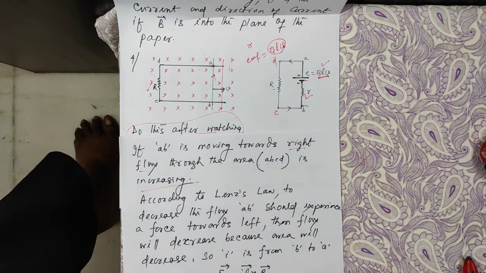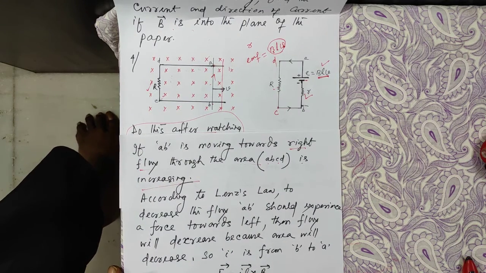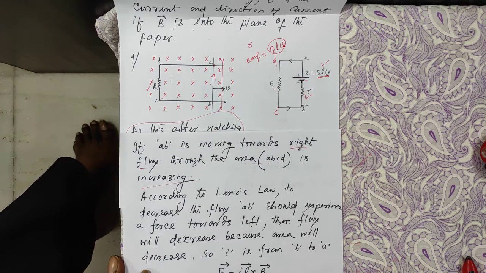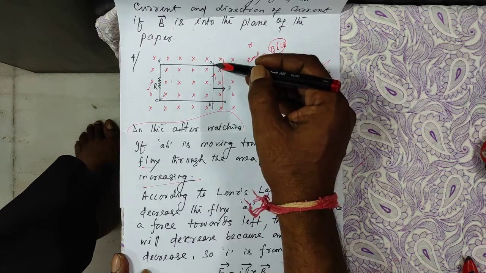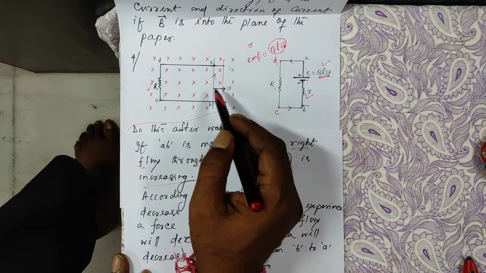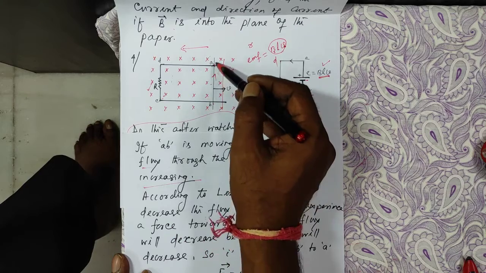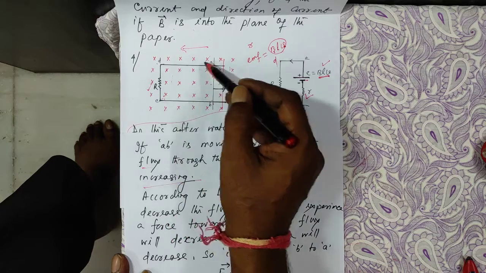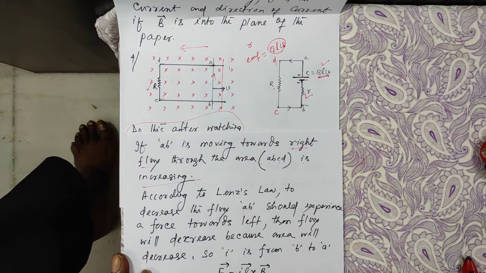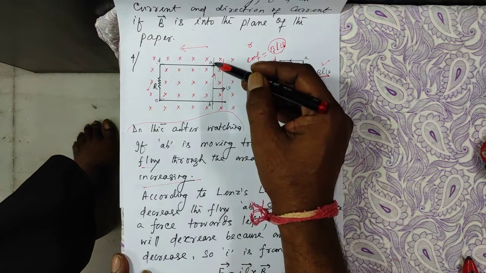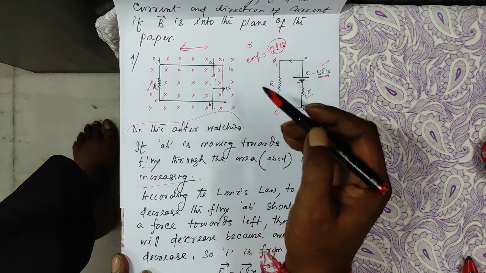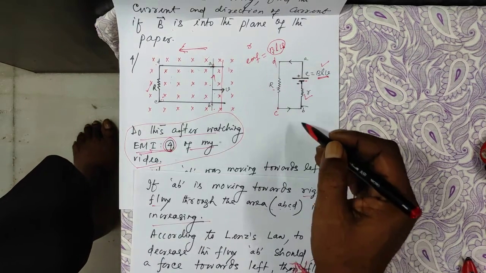Means flux is increasing. Then, according to Lenz's law, the direction of current should be such that it will try to decrease the flux. That will be possible if AB experiences a force to this side. If AB experiences a force to this side, then the area ABCDA will decrease. So less number of lines of force will pass through this. That is, the flux will decrease. So for AB to experience a force to this side, the direction of current in AB should be from B to A.